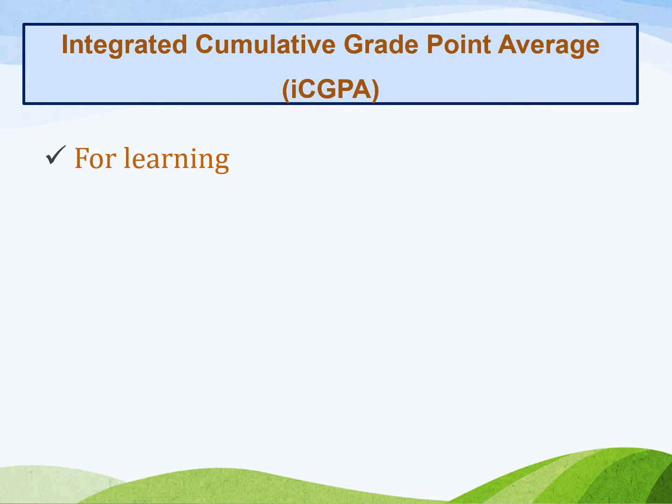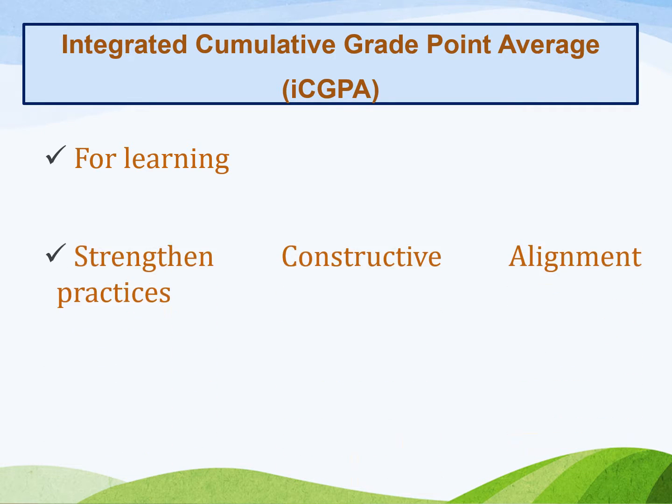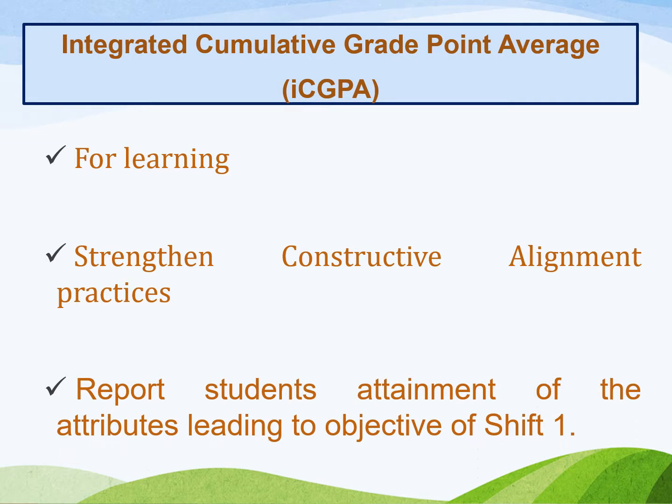iCGPA is to assess holistic, entrepreneurial, and balanced student development, especially in learning, to strengthen the constructive alignment practices, and to report the students' attainment of the attributes leading to the objective of the strategies mentioned previously.